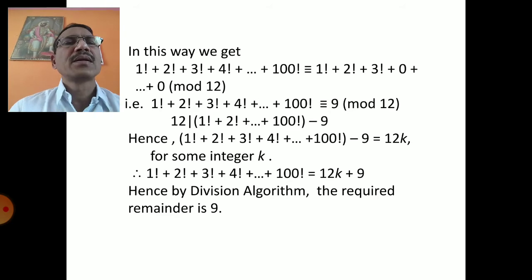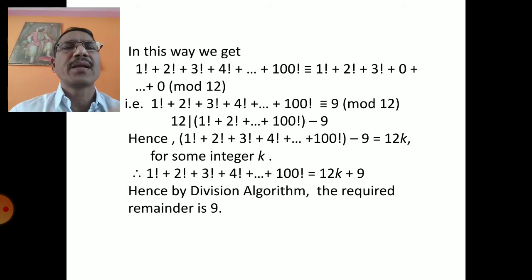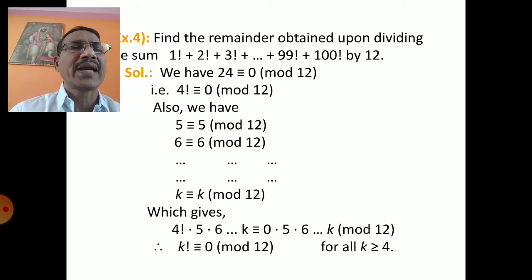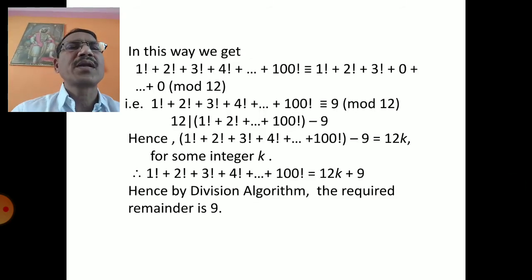mod 12. 5 factorial is congruent to 0 mod 12, because we just proved the property that for k greater than or equal to 4, k factorial is congruent to 0 mod 12. That means 4 factorial is congruent to 0 mod 12, 5 factorial is congruent to 0 mod 12, and continuing like this. And therefore, after 3, this will be 0 plus 0 mod 12.